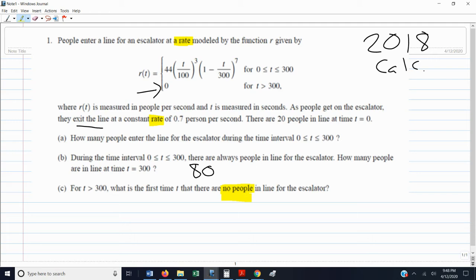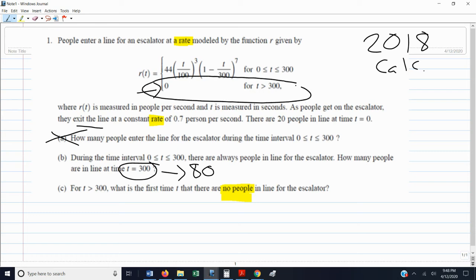And so I guess we don't really need part A. That was already used in part B. But for part B, you figured out at time 300 that there were 80 people in line. So this is actually just a 1-point question because at time 300, there's 80 people in line. We also know that after 300 seconds, no one else is getting in line. So all you have is people leaving the line at that time.